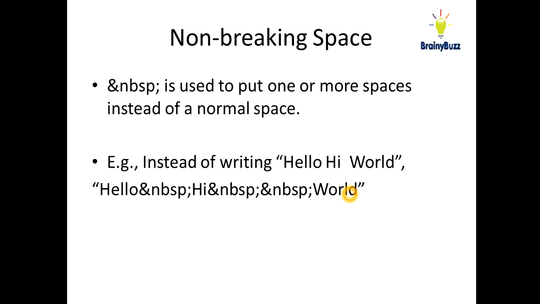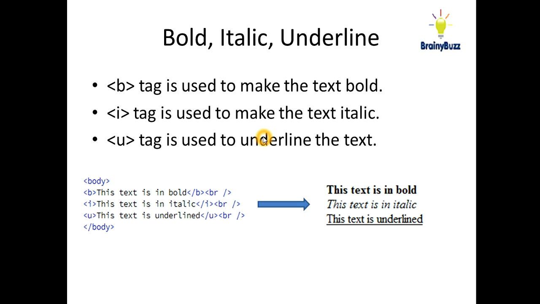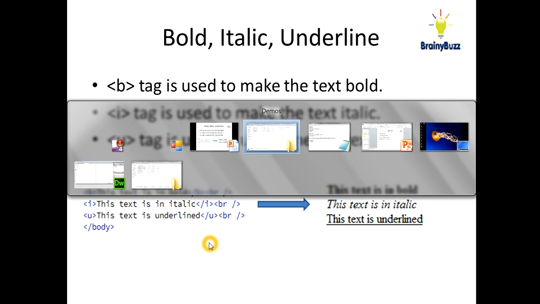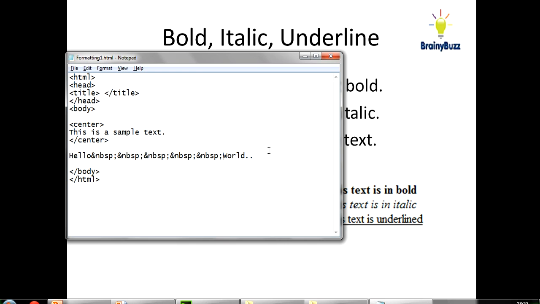Another tags that we have are bold, italic and underline. Bold, italic and underline, these 3 tags are basically used to make your text look bold, italic, or if you want to underline your text. So these are the opening and closing tags. So here is also an example over here, like this text is in bold, it became bold, it became italic, and everything is underlined. So let me show you a demo for it.